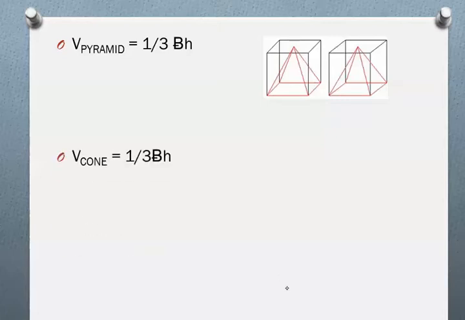Then we have the volume of a cone. And very similar to what we just talked about with a pyramid, the 1/3 is because if I have a cylinder and I have a cone drawn inside of it, it's actually 1/3 of the volume of the cylinder.